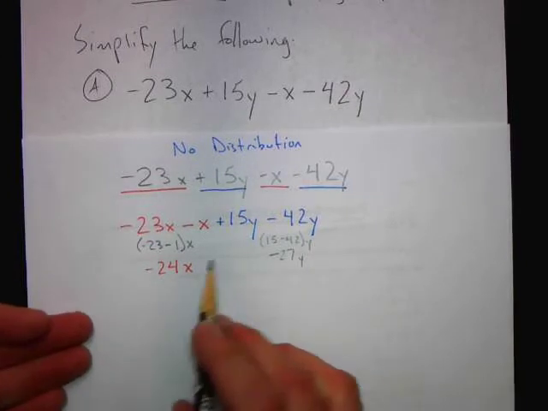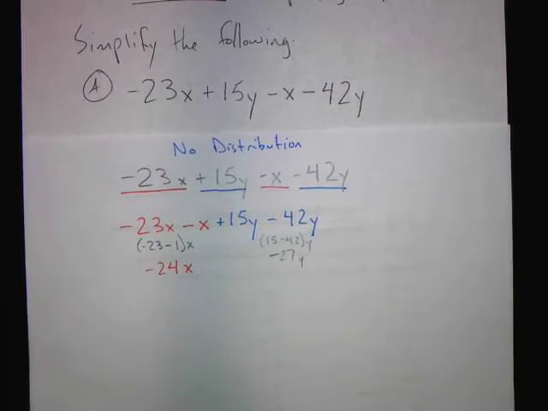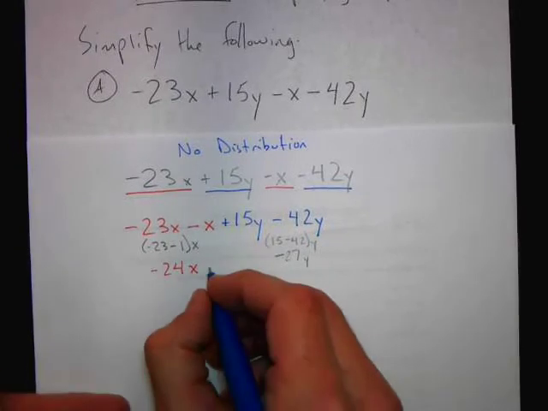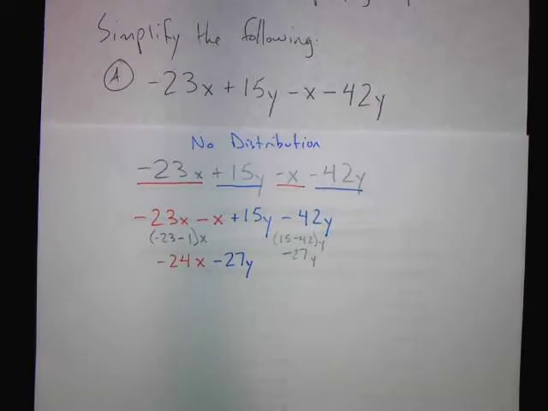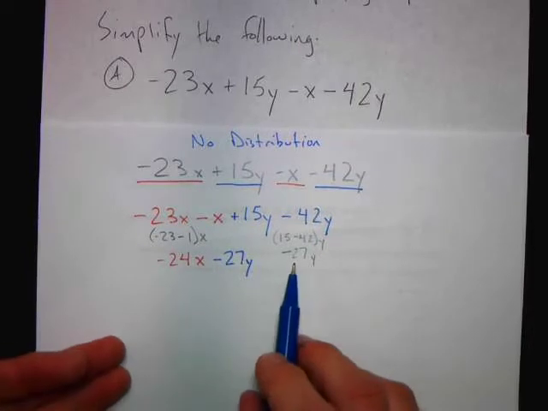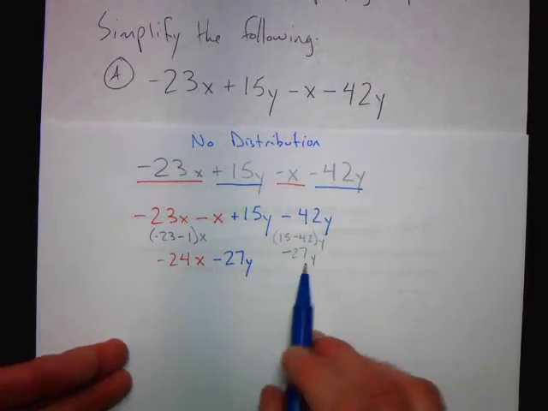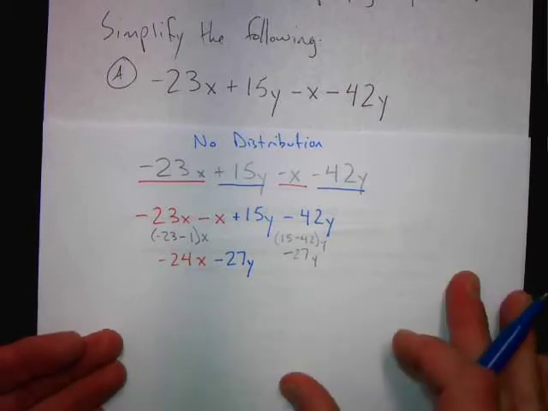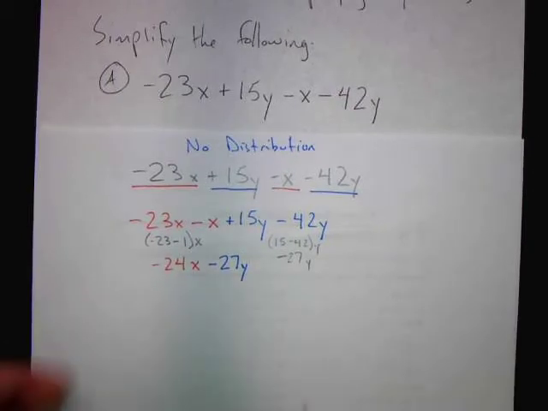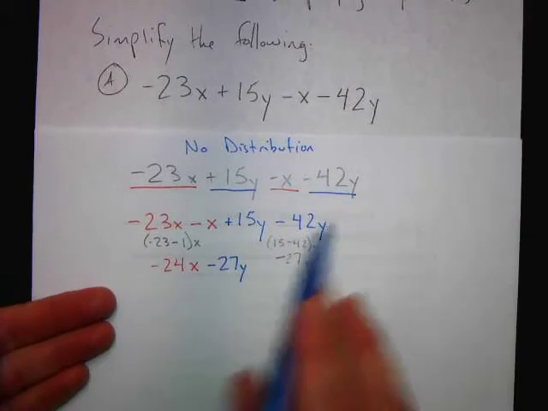If it's negative 27y, we can just throw it right together. And so we would have negative 27y. If it was a positive 27y, this sign would then be a plus. But since it's negative, we can smush it right together. And so we have simplified this expression to get down to here.